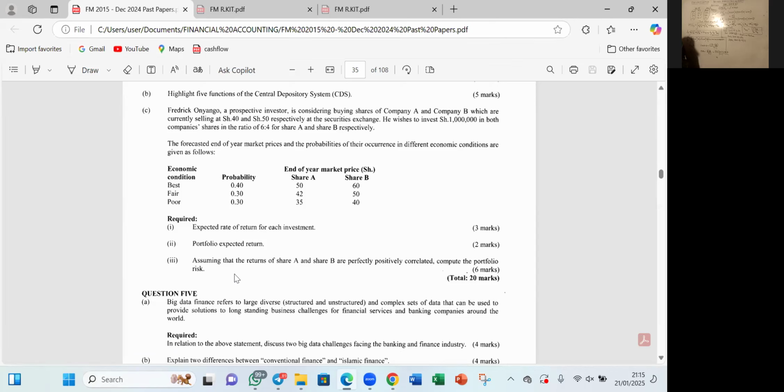Now, number 3. So I'm interested with part 3. Assuming the return of A and B is perfect positive correlation, compute the portfolio risk. So anakuambia you compute the portfolio risk. Ndio hii hapa. But anakuambia assuming that the return of A and B is perfect positive correlation. What does it mean when we say that the security has a positive perfect correlation? So what does it mean? Ndio tumalizie swali.